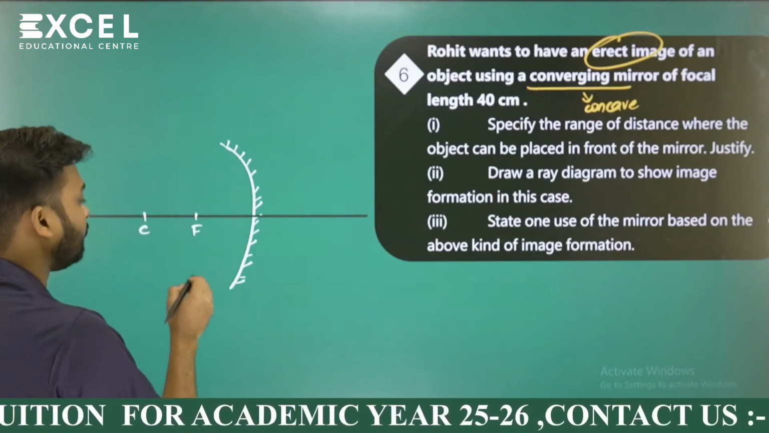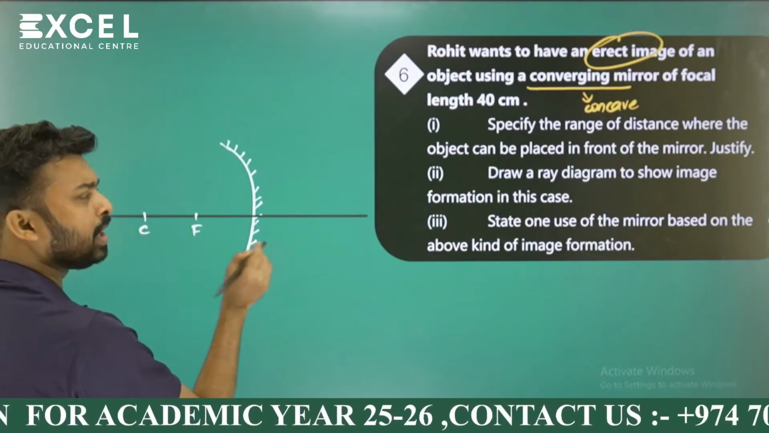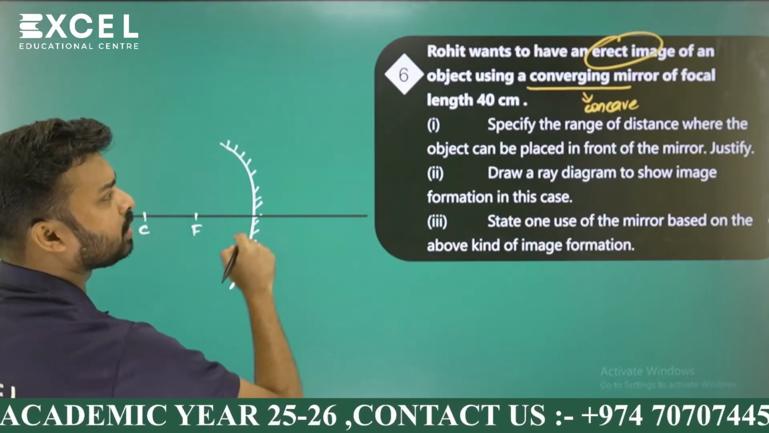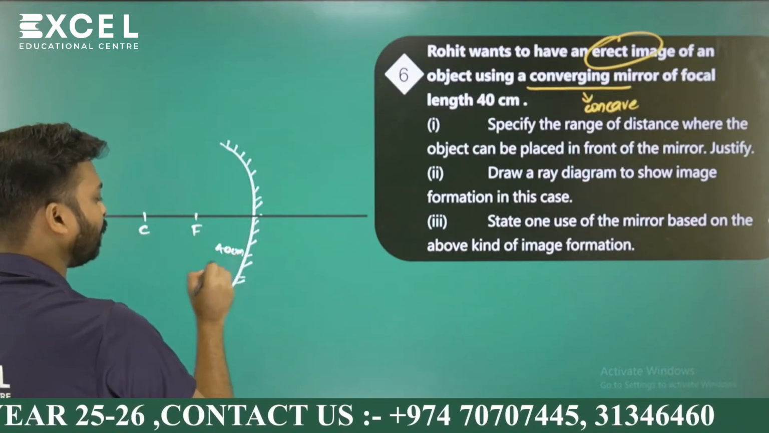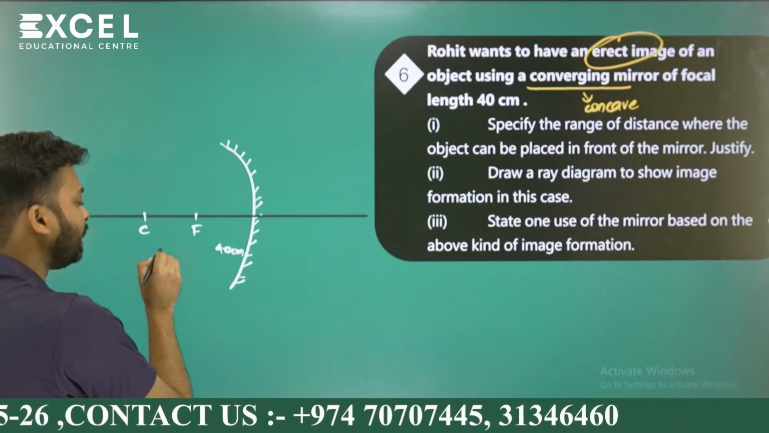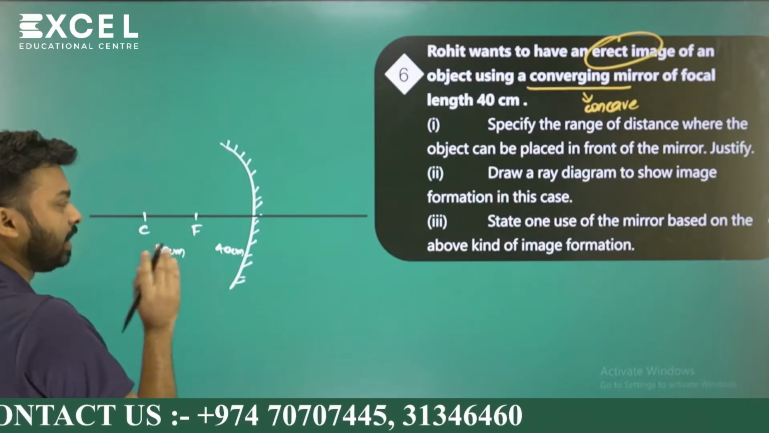And listen, what is the C value? C will be how much? So R will be how much? See, F is equal to what? 40 centimeter. This is 40 centimeter. So obviously C will be equal to 80 centimeter.